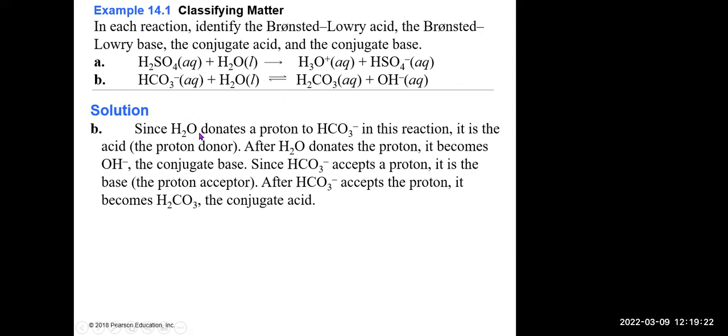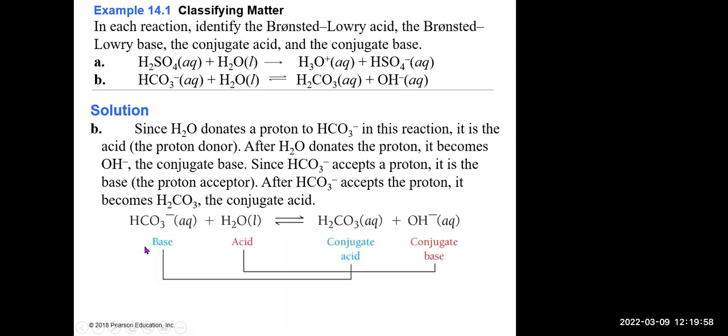So on the left side, we have H2O. Since H2O donates a proton to HCO3 negative, going from left to right, it is the acid, the proton donor. After H2O donates the proton, it becomes hydroxide, the conjugate base. And since HCO3 negative accepts the proton, it is the base, the proton acceptor. After HCO3 negative accepts the proton, it becomes H2CO3, the conjugate acid.